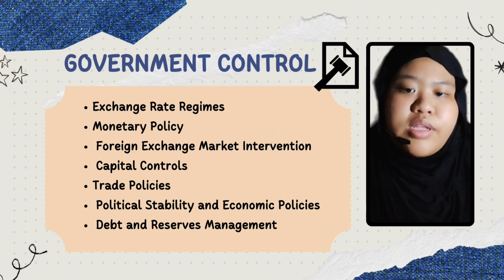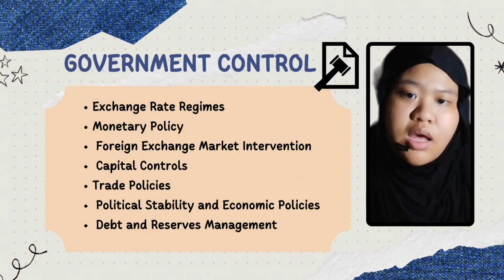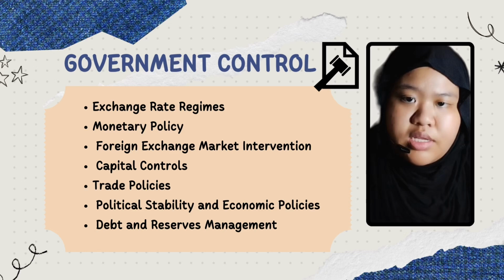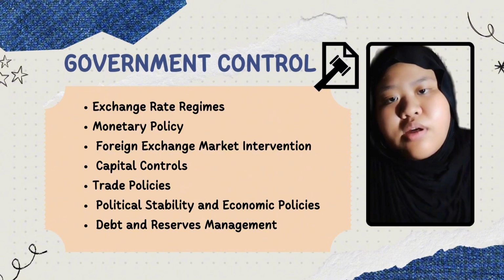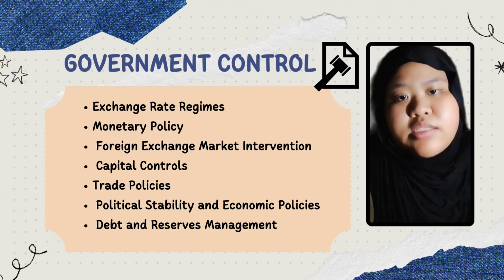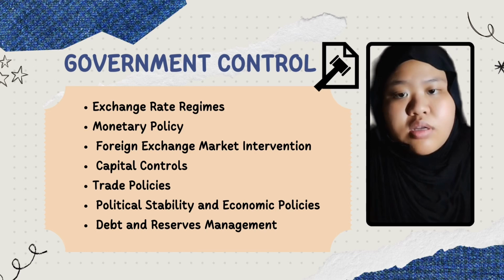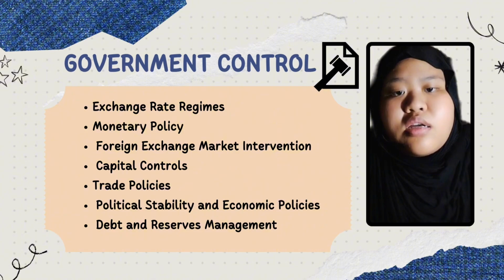And the last one is debt and reserve management, where a high national debt can discourage foreign investment, weakening the currency. A large stock of foreign currency reserves enables the government to stabilize the exchange rate during economic shocks. These are the factors that show how the government influences the exchange rate through politics and control.